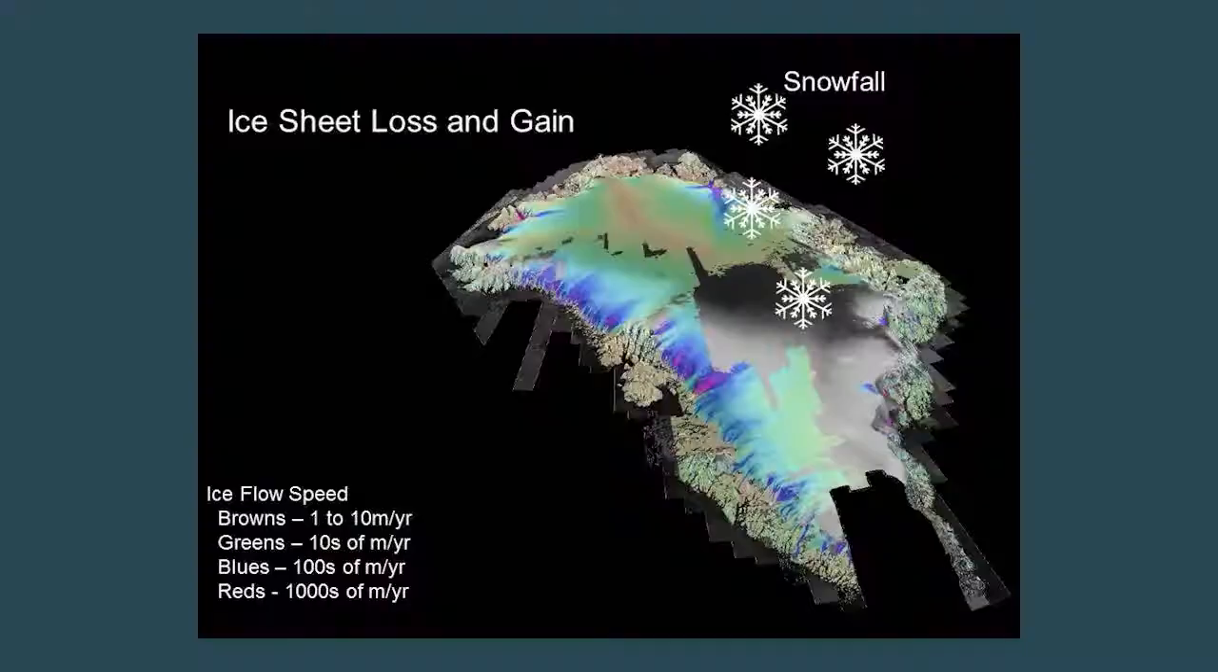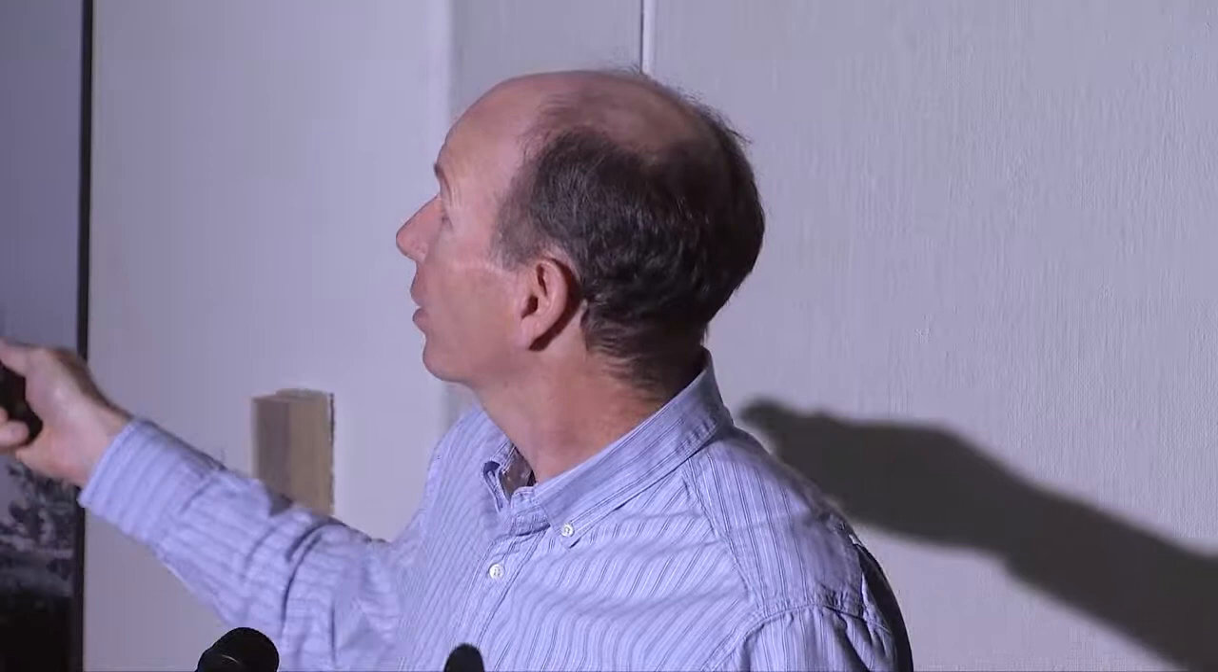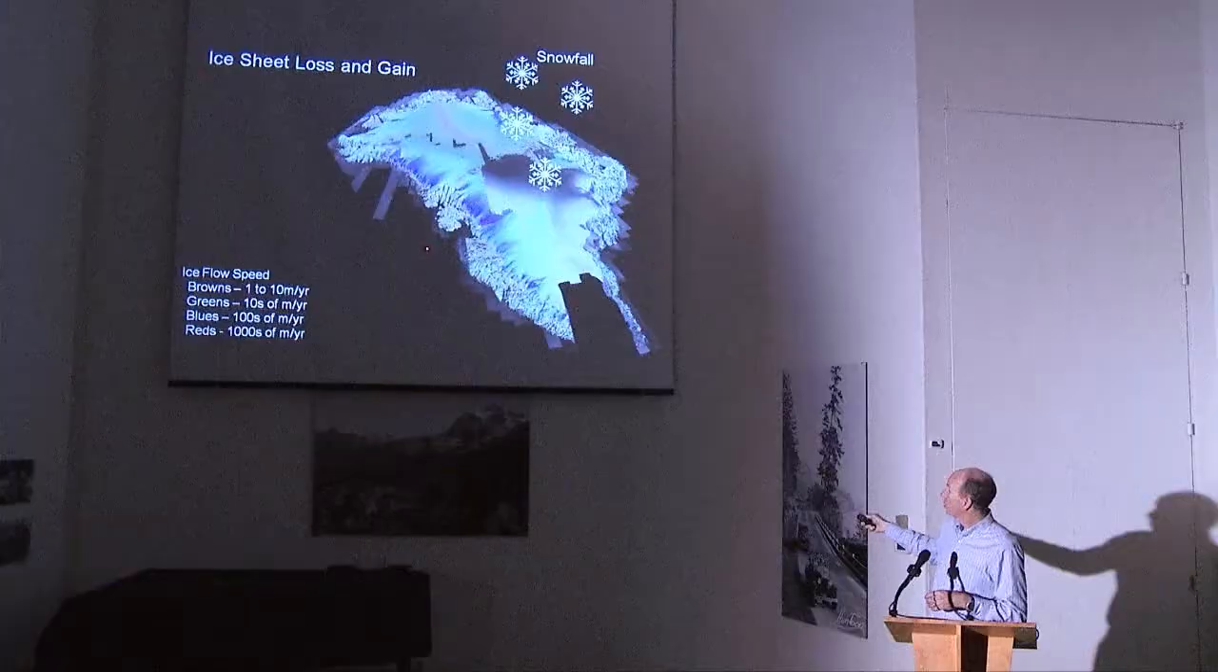And that's what you're seeing a measurement of here, the speed of the glacier. It's a log scale, which means it goes in powers of 10, so the browns are the very slow moving ice in the middle of the ice sheet. And as it collects more and more snow on this big conveyor belt, it picks up in speed as it moves toward the edge of the coast, so you start to go into greens, tens of meters per year.